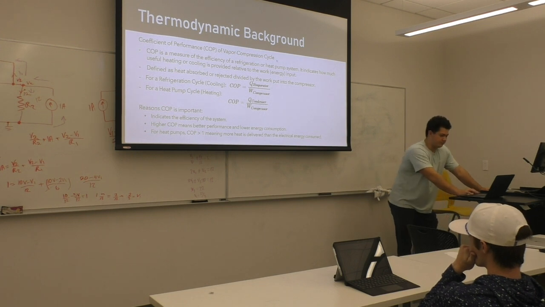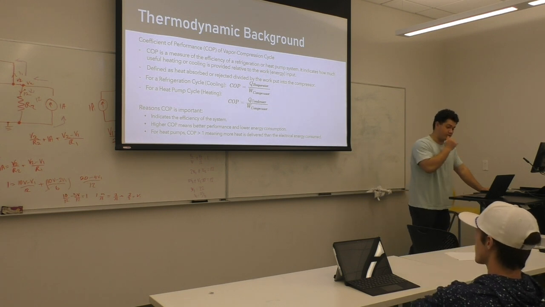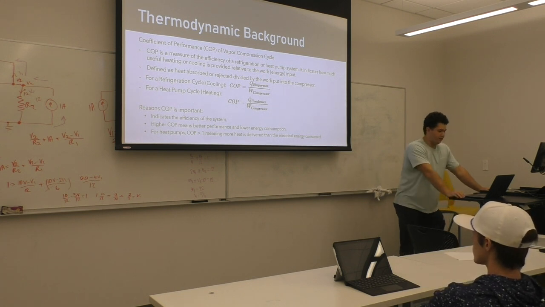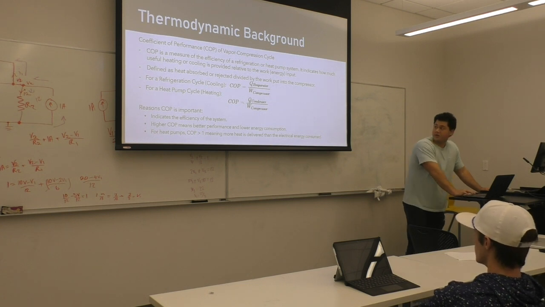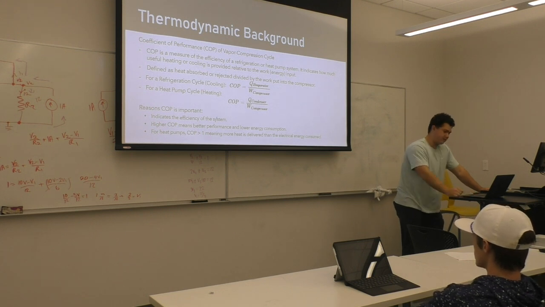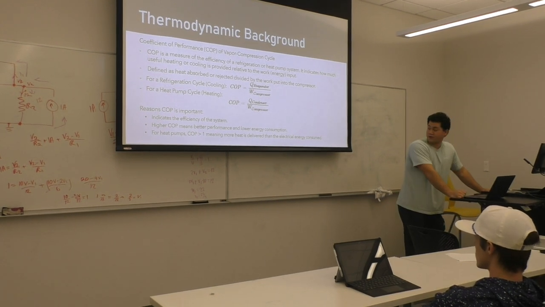So to measure the effectiveness of these systems, we have something called the coefficient of performance, otherwise known as the COP. It's to measure the efficiency of the refrigeration or heat pump system. It indicates how useful heating or cooling is provided relative to work or energy input. For refrigeration cycle, this is equal to the heat of the evaporator over the work of the compressor. And for a heat pump, it's the heat in the condenser over the compressor. This is important because it indicates the efficiency of the system. Higher COPs mean better performance and lower energy consumption. And for heat pumps, the COP is going to be greater than 1, which means more heat is delivered than electrical energy will be consumed.